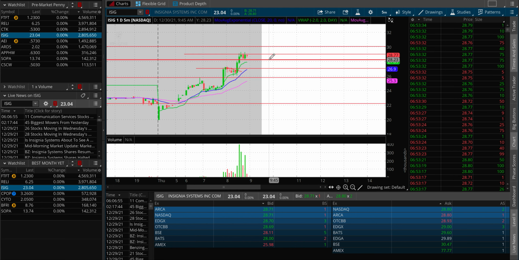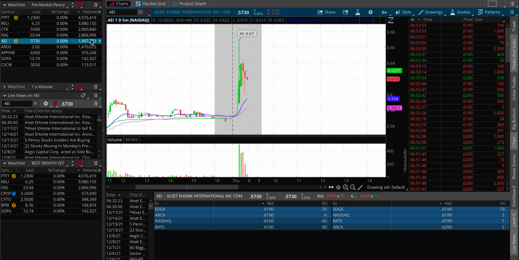Because shorts have been squeezing overnight, it could potentially drop on the bell, and we can use one of these support levels to take a bounce trade, and then hope to squeeze them above 30. So very excited about ISIG.